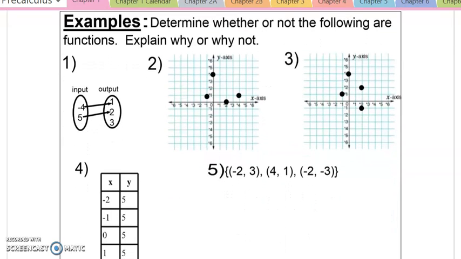Okay, determine whether these are functions or not. I'm not going to go through those. You can look at the key and at the examples that we just did.